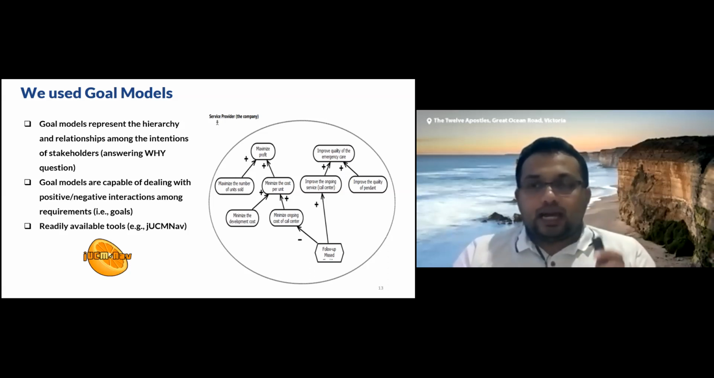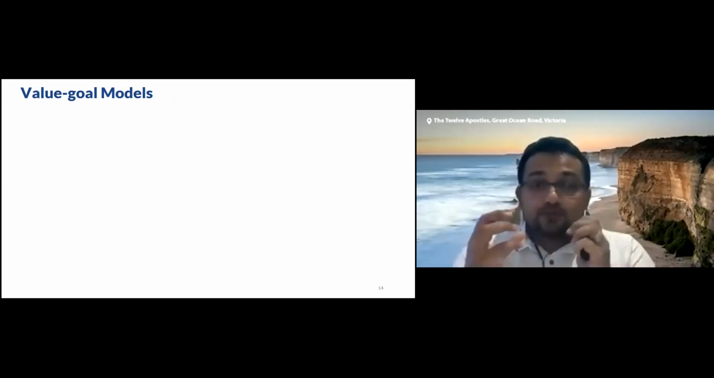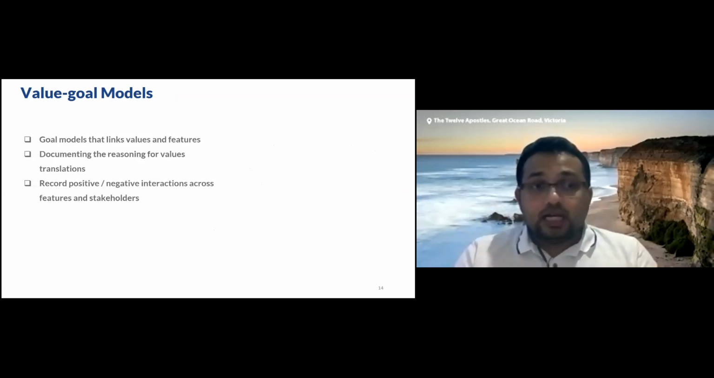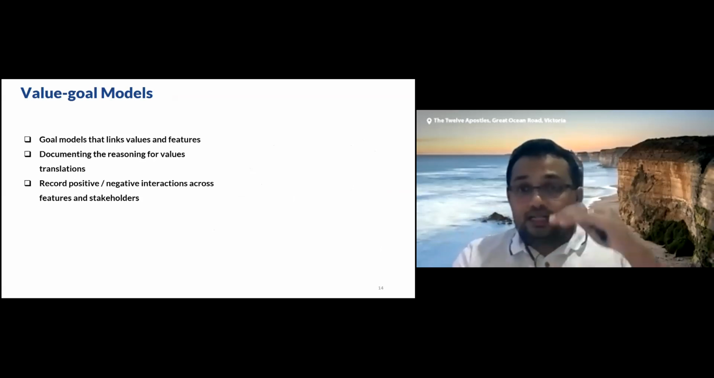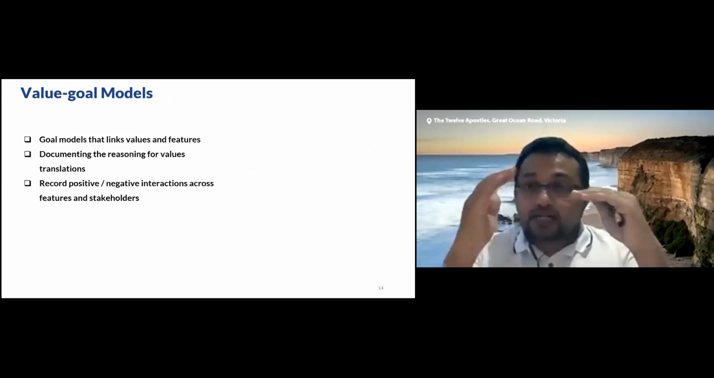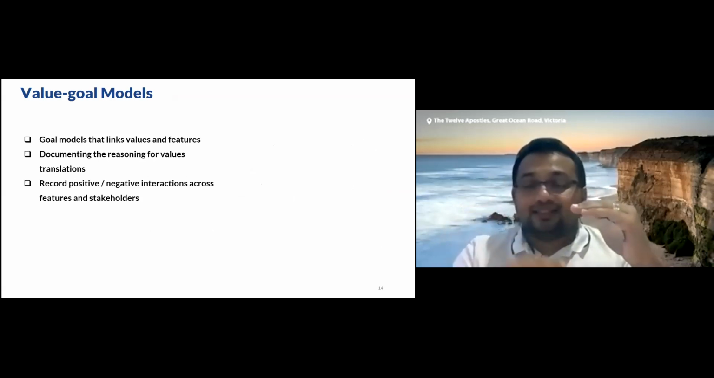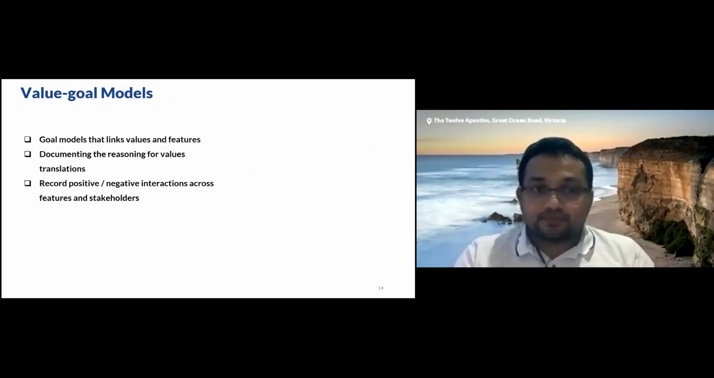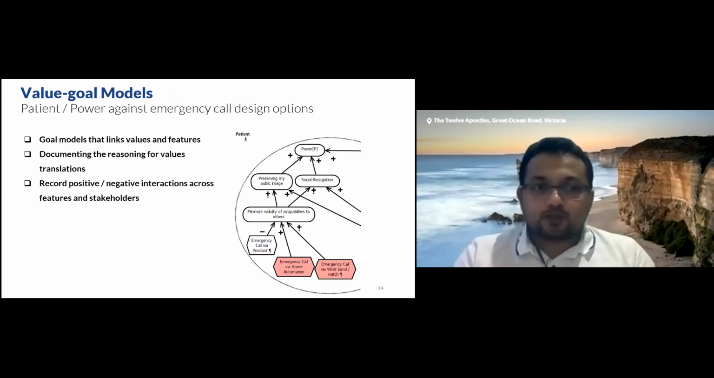So, taking this inspiration from goal models, we actually developed something called value goal models. In the value goal models, what we do is we link human values from different stakeholders with software features or design choices we recently identified. So it actually documents the reasoning as well as it records positive, negative interactions.